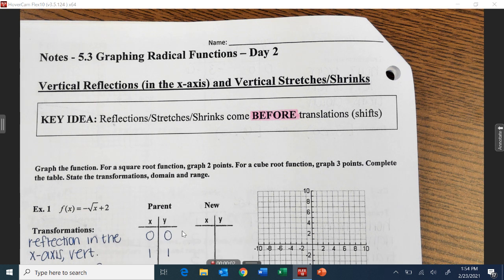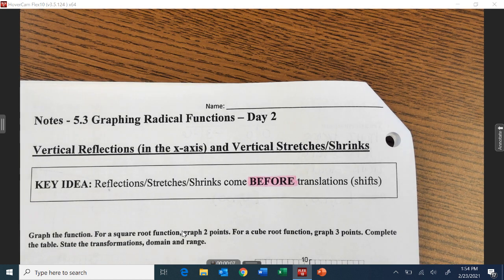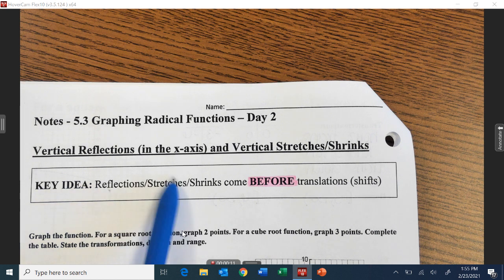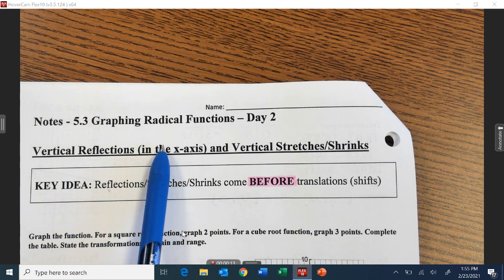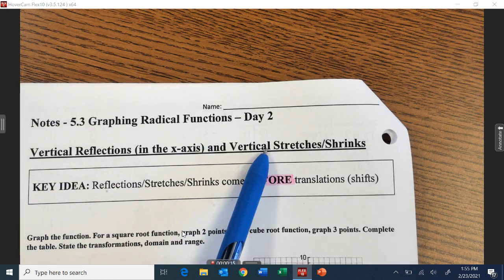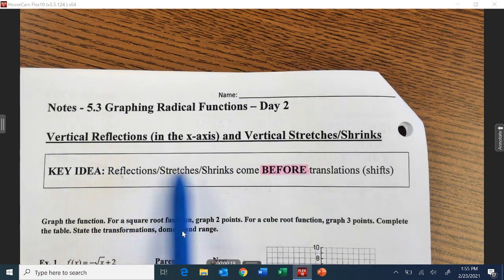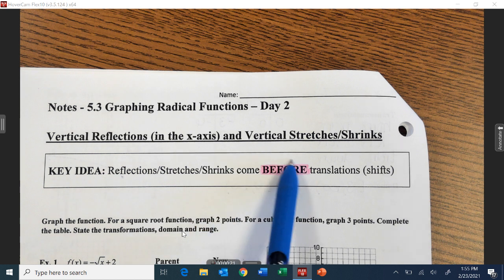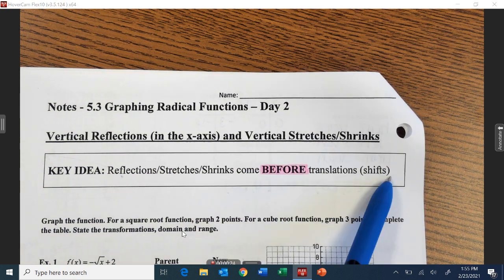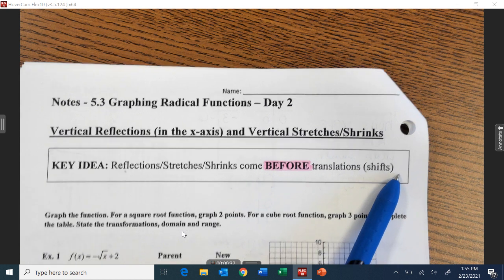Hey guys, in this video we are going to talk about graphing the square and cube root function. A little bit more specifically, we're going to add in reflections in the x-axis, which we can call vertical reflections, as well as vertical stretches and shrinks. The big idea that you need to remember is that all reflections, stretches, and shrinks must come before the translations. The reason why we do this, order of operations, you always multiply before you add or subtract.